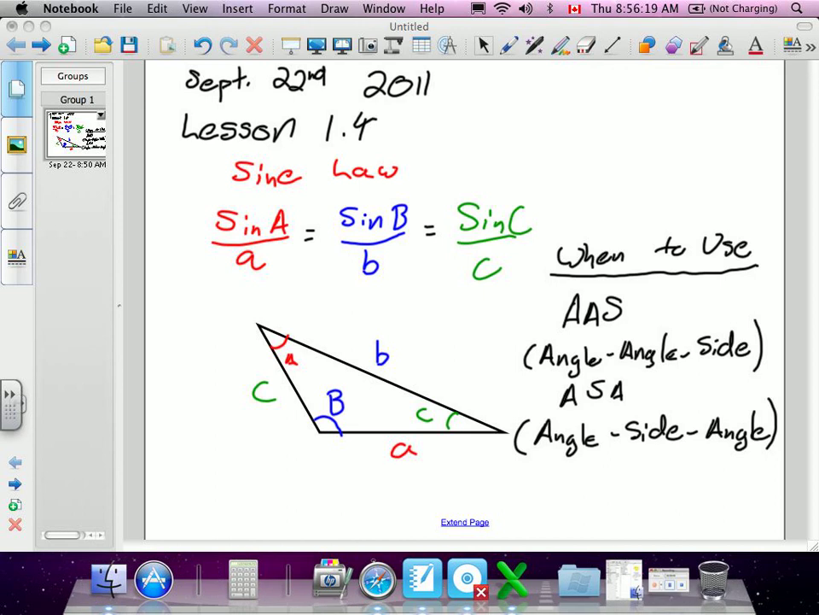Okay, today's September 22nd, 2011. We're doing lesson 1.4. We're going to be covering sine law.